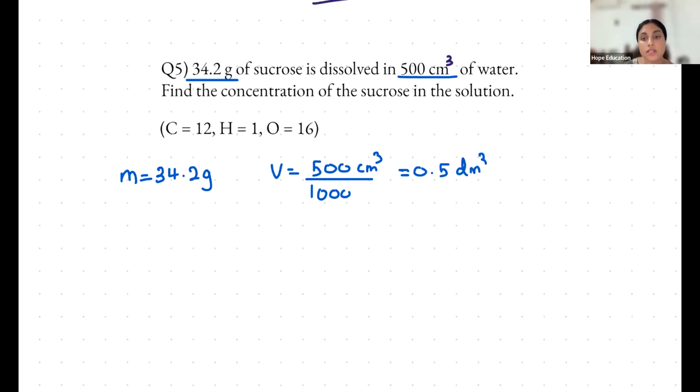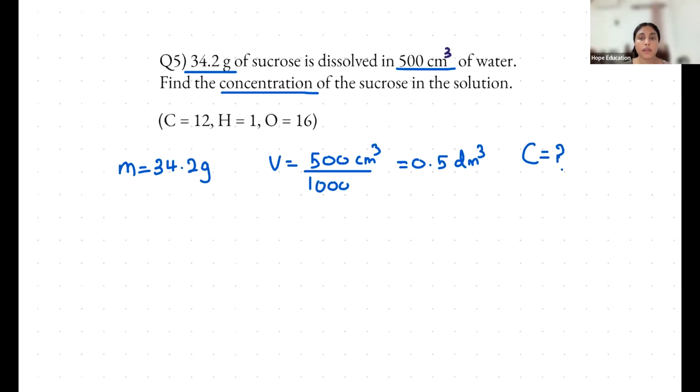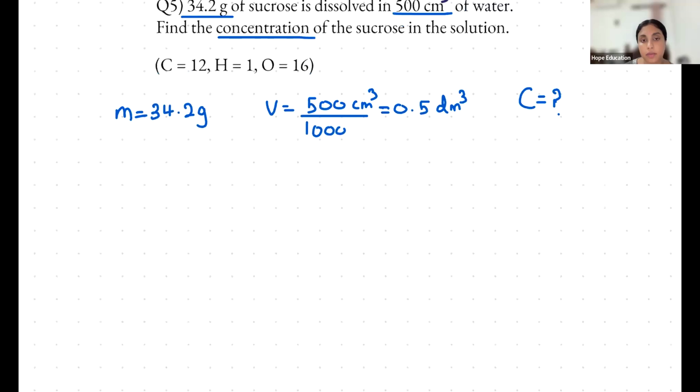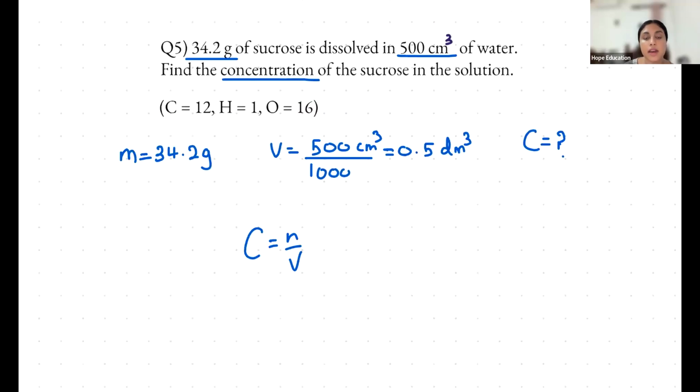They're asking us the concentration. Let's see how we do this. Since they ask the concentration, I feel like using c equals n over V. Volume is given. Okay, great. They're asking us the concentration. Number of moles I don't know. So I can't use this equation directly. Then what do I use?